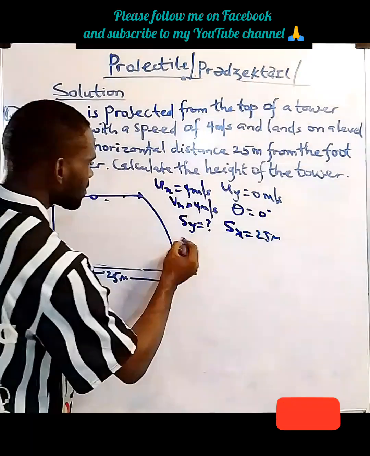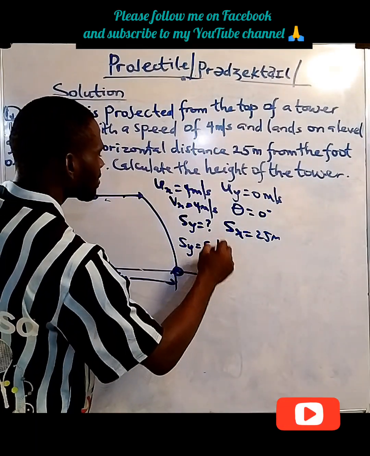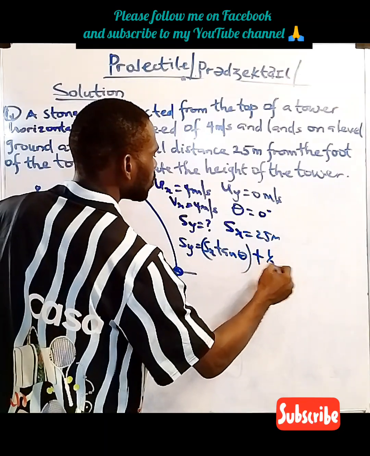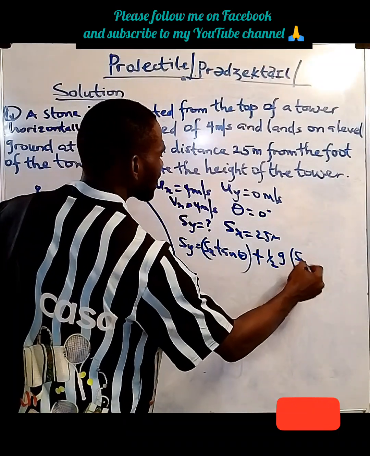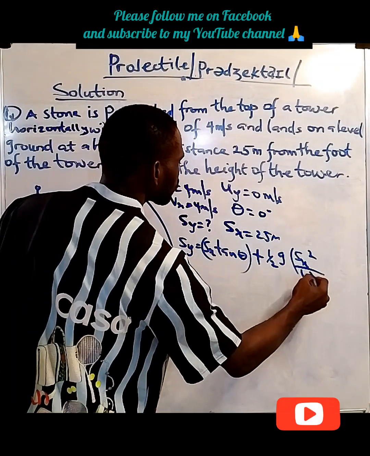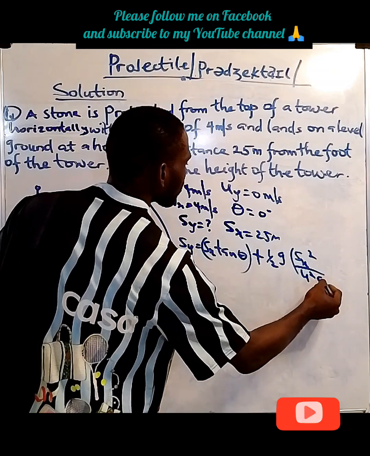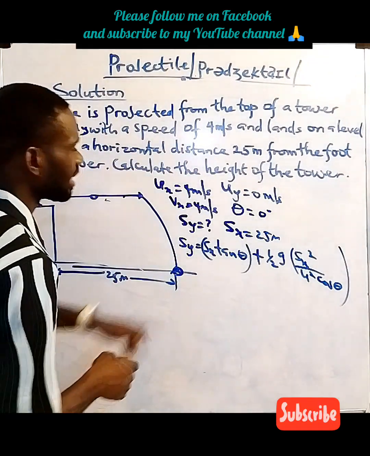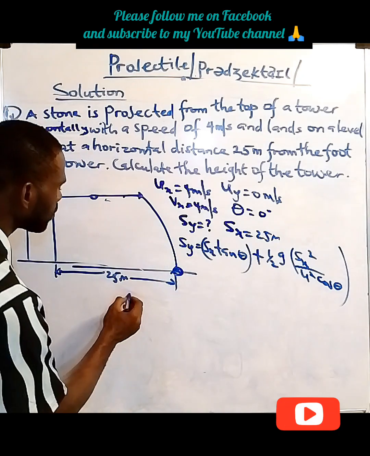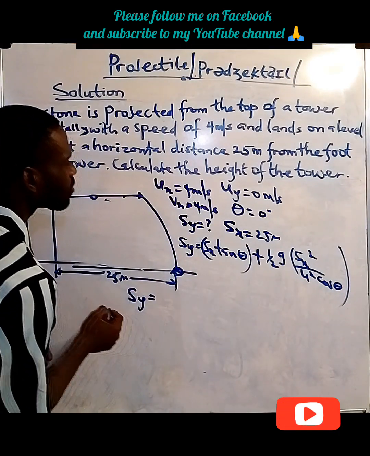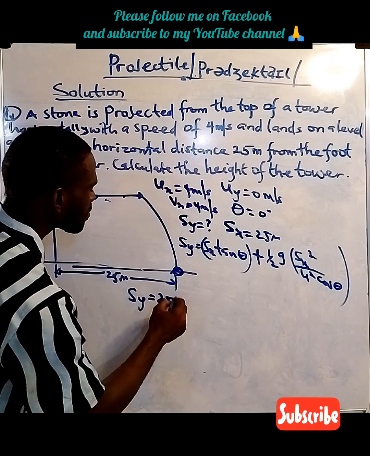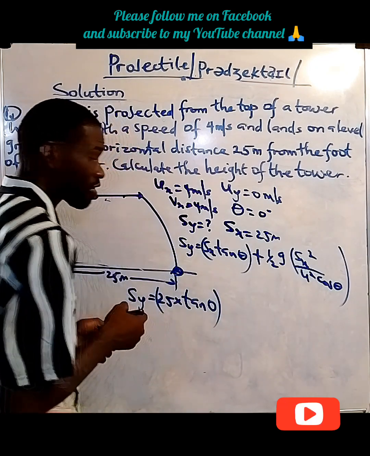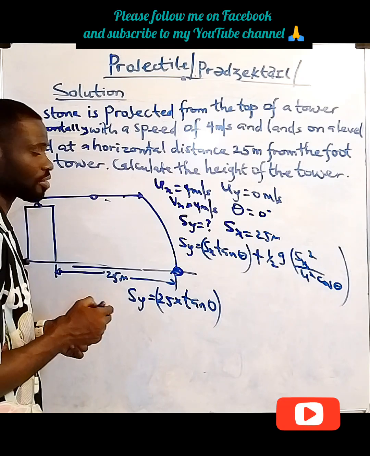So our formula: distance along the y-axis is distance along the x-axis times tan theta, plus 1 over 2 times gravity times distance along the x-axis squared over initial speed along the x-axis squared times cos squared theta. Don't forget the angle is 0. So we're looking for distance along the y-axis. Distance along the x-axis is 25 times tan 0. Tan 0 is sine 0 over cos 0; sine 0 is 0, cos 0 is 1.